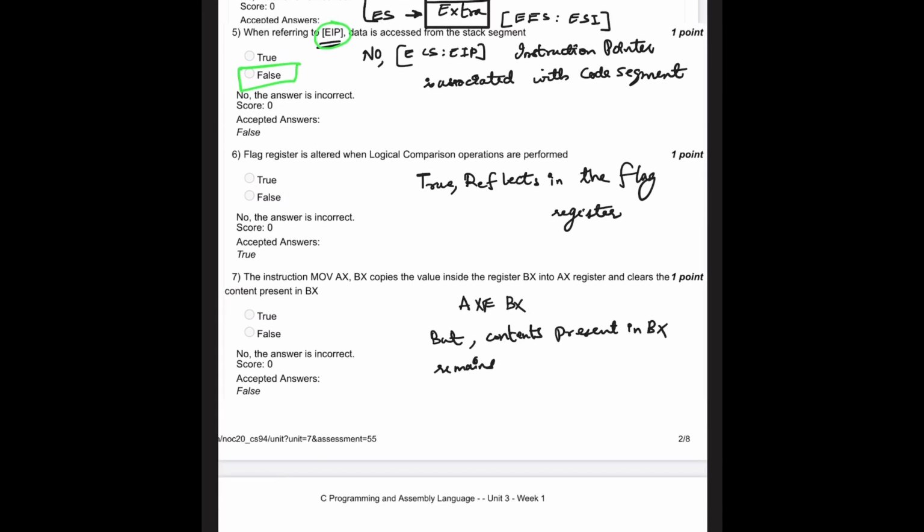Question 6. Flag register is altered when logical comparison operations are performed. Yes, so this is true because the flag register is basically changed by any type of logical operations, like let's say you do CMP AX comma 0. So what happens if this is 0, the zero flag is set. If not, the zero flag remains in its default value, which is 0. So yeah, hence this is true.